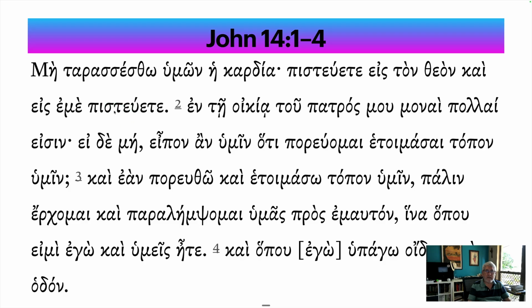Okay, all right. So you might want to think a little bit about that paragraph before Wednesday night. Have a look at it in English, have a look at it in a couple of different translations. What is going on there? And are those verbs, pisteuete, present tense indicative verbs, or are they present imperative verbs? Okay, so have a look at that.